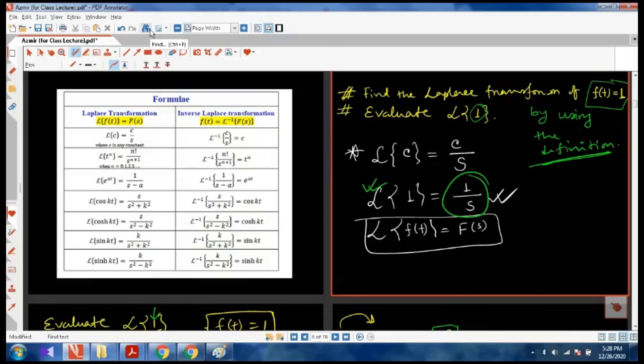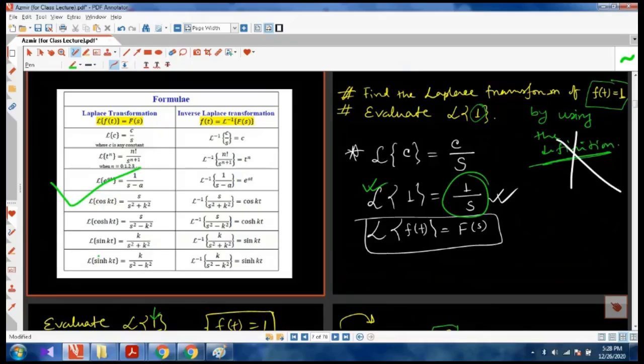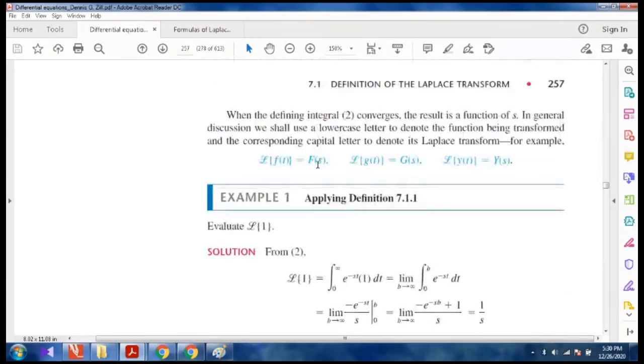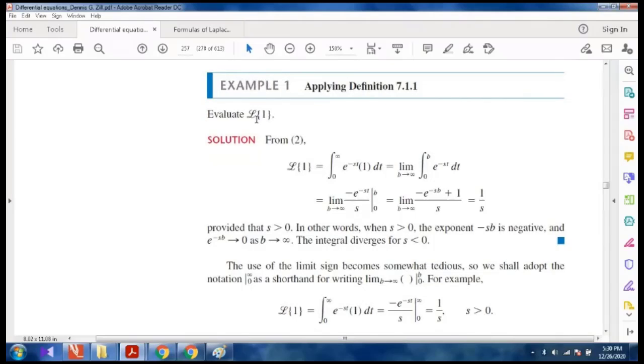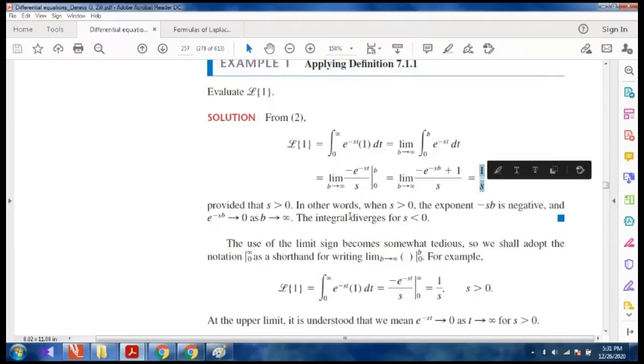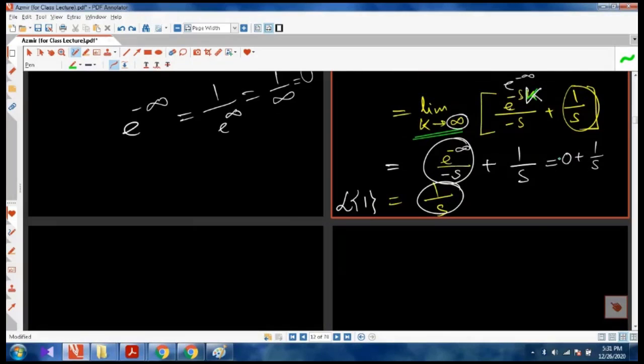Let's solve the problems not by definition. Let's solve by the formulas whatever I have here. So from section 7.1, you can see some examples here. Laplace transformation of 1 is 1 by s, and how 1 by s is coming is given here. You can see when s is greater than 0, then only it is possible to get 0. Otherwise, we will get a divergent value.